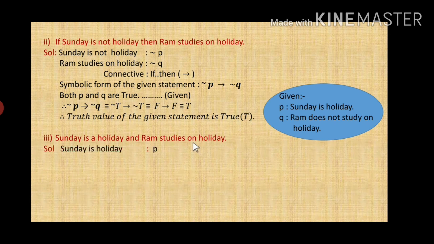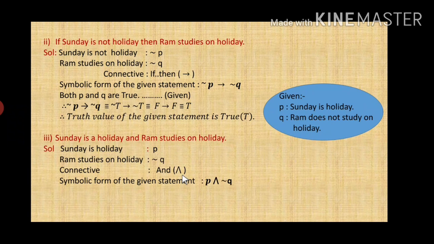Understood? The next one. Now again, Sunday is a holiday. This is same as P. So this first statement is P. Then Ram studies on holiday. What is Q? Ram does not study on holiday. So this given statement is negation of Q. Correct? What is the connective used? And. What is the sign for and? Like this, inverted V. So the symbolic form will be P and negation Q.